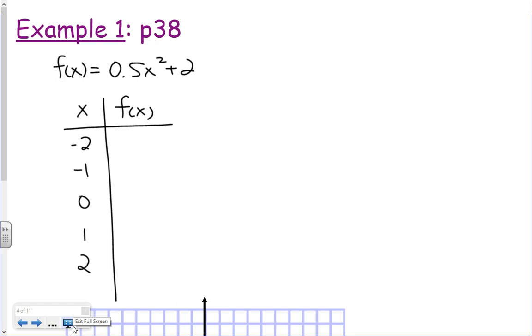Okay. So when we plug in -2 into this function, -2 squared is going to be a +4, times 0.5 is 2, plus 2 is going to give us a value of 4. So at x equals -2, we should be getting a value of 4.